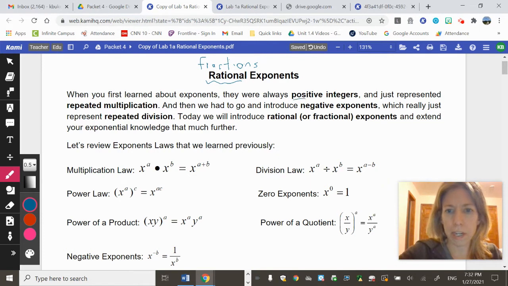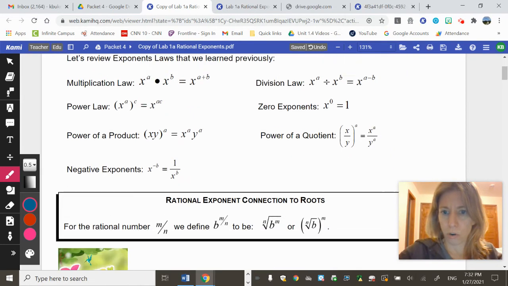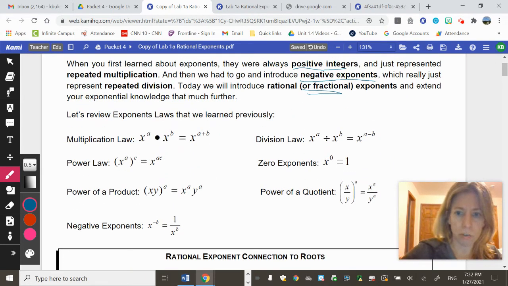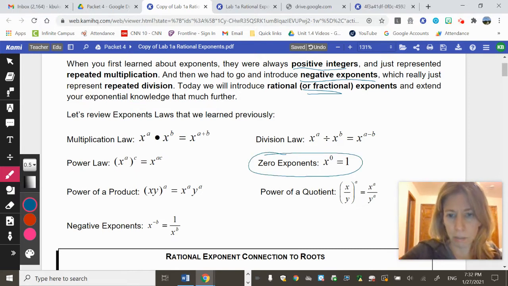It says at the beginning we learned about positive integer exponents, but now we're going to talk about negative exponents, which we did yesterday in our Virtual Wednesday. We're also going to look at fractional exponents, okay? This first part is just a review of other exponent laws that we've learned. Zero exponents: anything to the 0 power is 1.